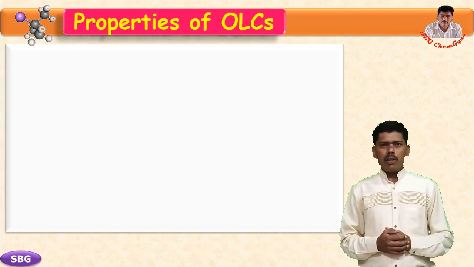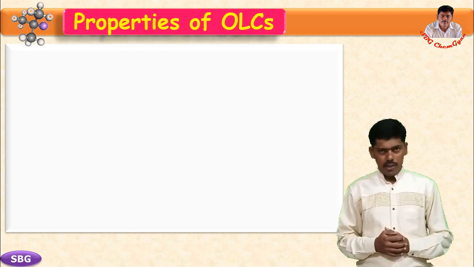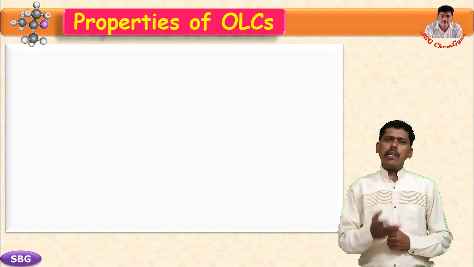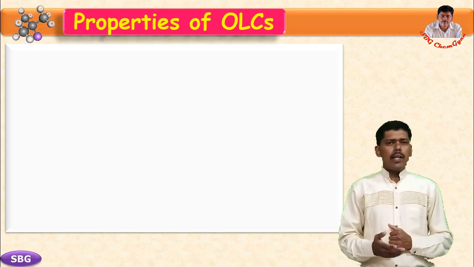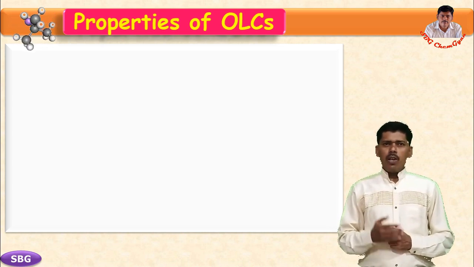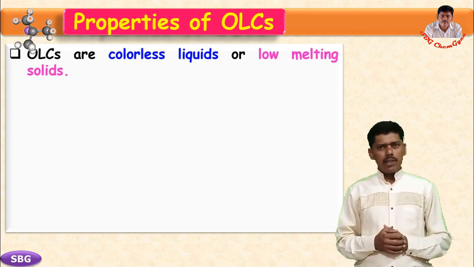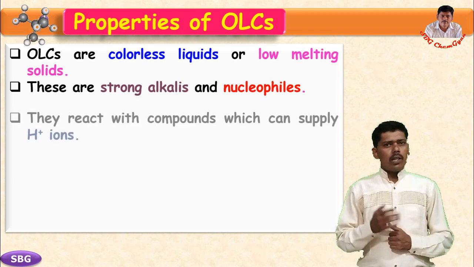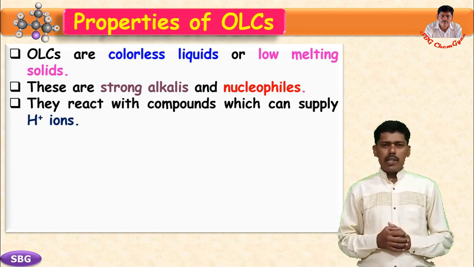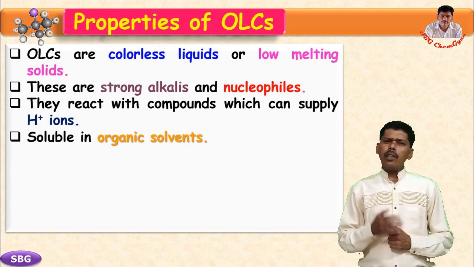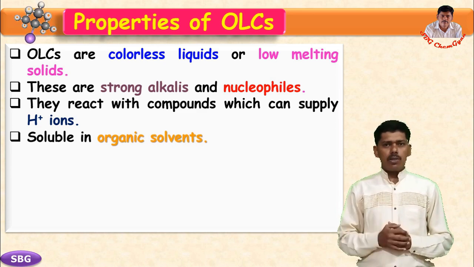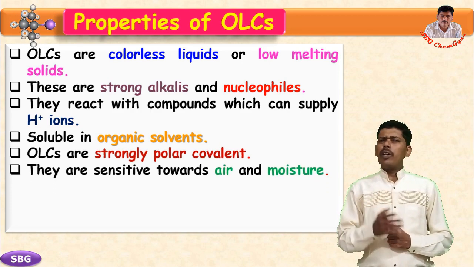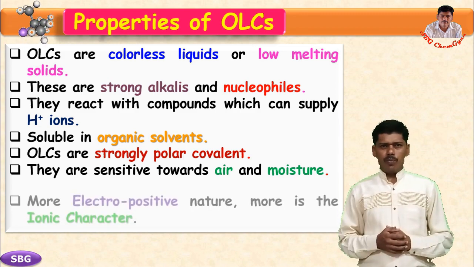We synthesized an organolithium compound, but we have to know about its properties. In this topic, we cover its physical appearance, stability, reactivity, polarity, as well as its ionic character. Organolithium compounds are colorless liquids or low melting solids. They react with compounds which can supply H+ ions. These are insoluble in water but soluble in organic solvents. These are strongly polar covalent compounds. They are particularly sensitive towards air and moisture.